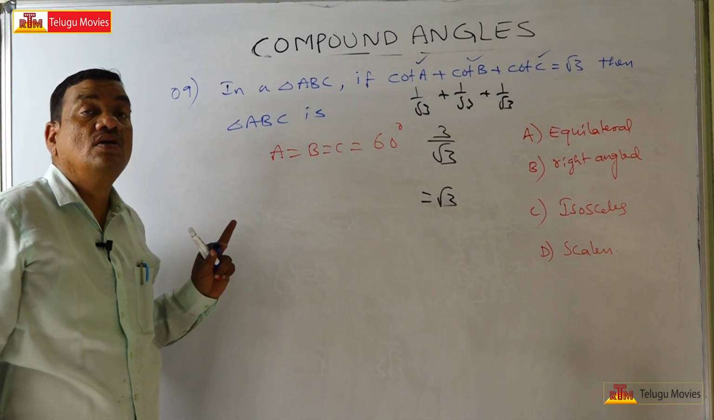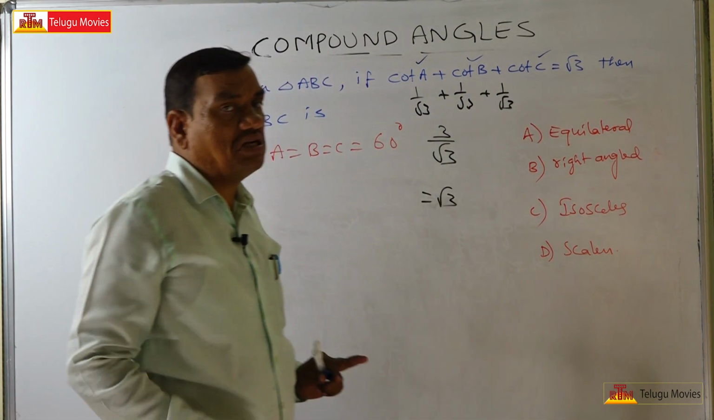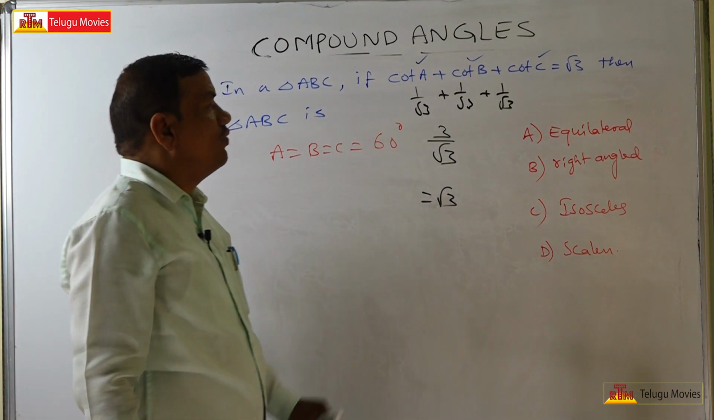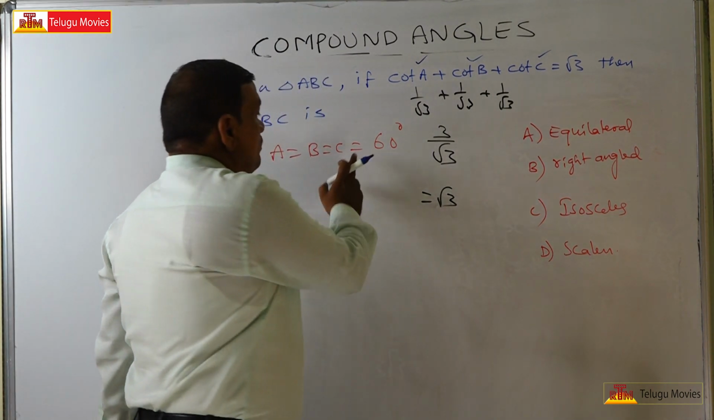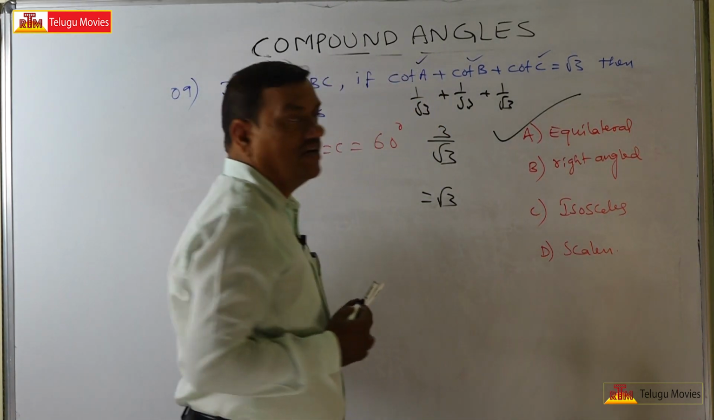Only one set of values satisfies this equation. Otherwise, all the remaining sets do not satisfy. Therefore, the one and only answer is A is equal to B is equal to 60 degrees. Therefore, ABC is an equilateral triangle.